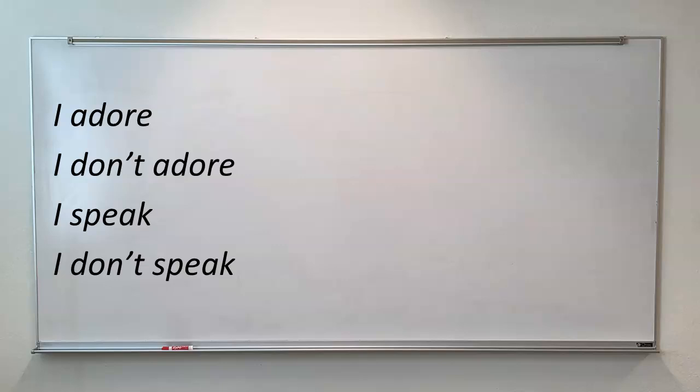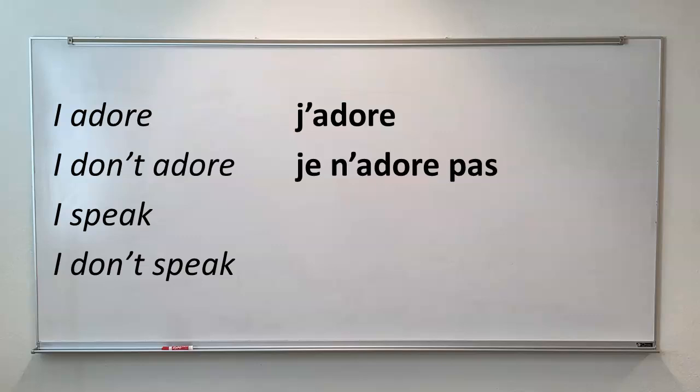Okay, let's try something else. To adore or to love is the verb adorer in French. So I adore. Remember, notice that it begins with a vowel in French, adorer. So instead of the J-E, the J apostrophe, j'adore. I love. I adore. I don't adore. Again, we have the apostrophe, so that gives you a heads up. Je n'adore pas. I don't adore or I don't love. Je n'adore pas.